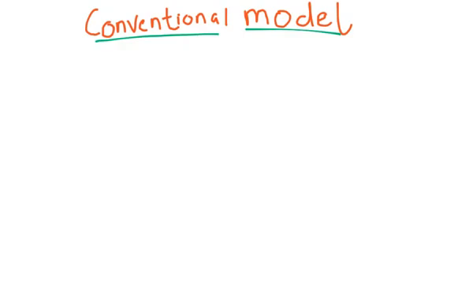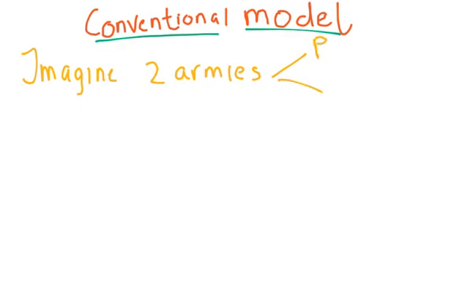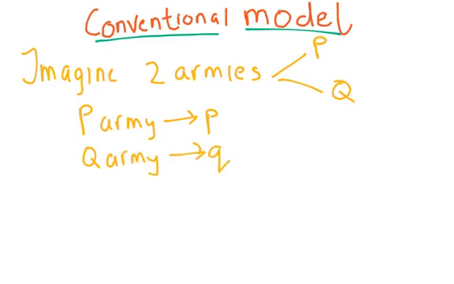So now let's look at what the conventional model is. So imagine there are two armies, capital P and capital Q. So let the number of troops or soldiers of capital P army be small p and the number of troops of capital Q army be small q. So the differential equations will be p dash, this is small p, which is a function of time, is equal to minus alpha q t.